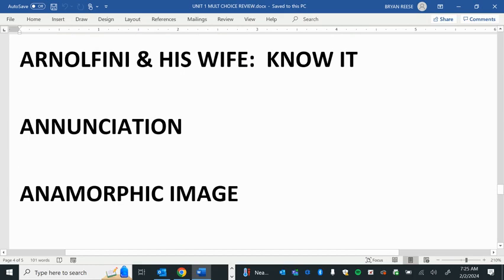Arnolfini and his wife. Know it. I talked about this painting at length. I told you a lot of stuff about it. There's a question on the test about something that I talked about in this painting. And, to be fair to you guys, what's the general theme of the painting? That's really what I'm going for. What's the painting about?